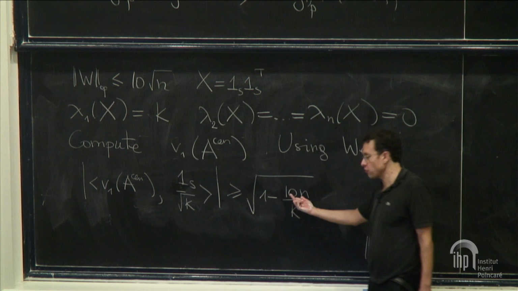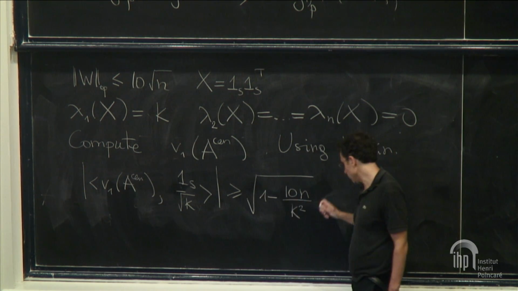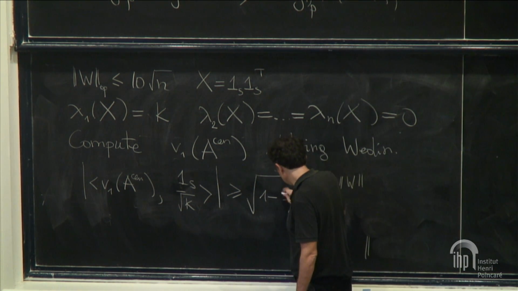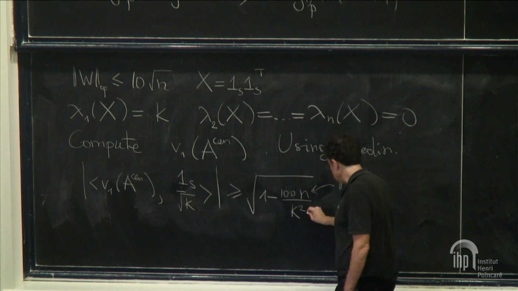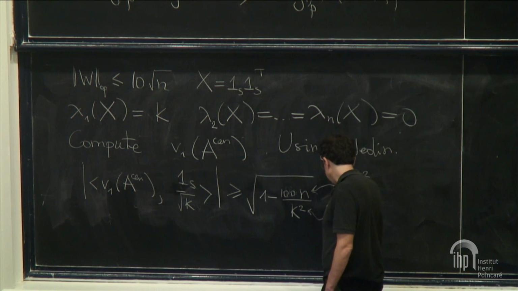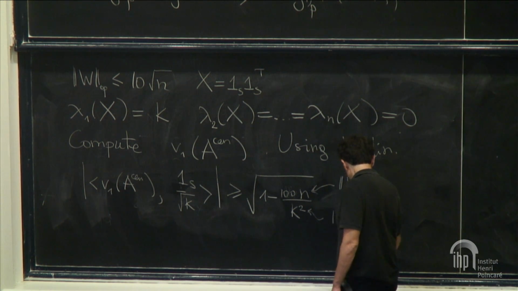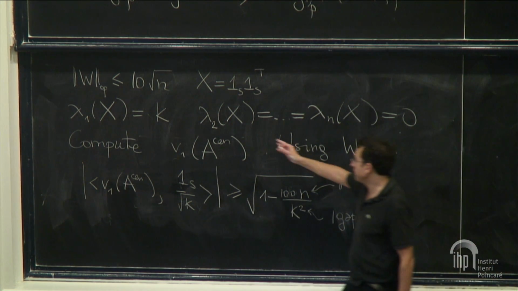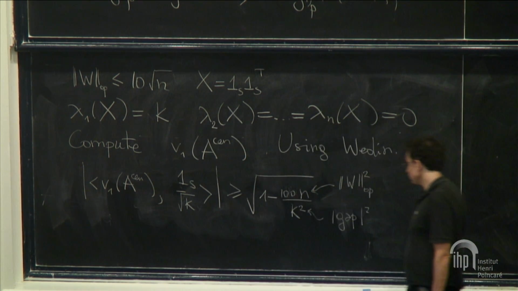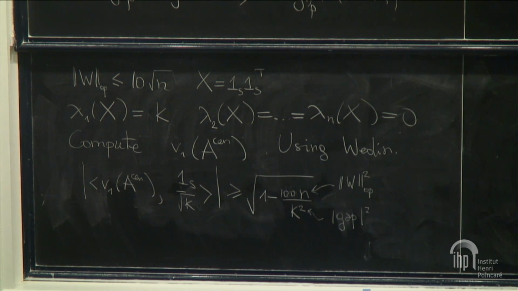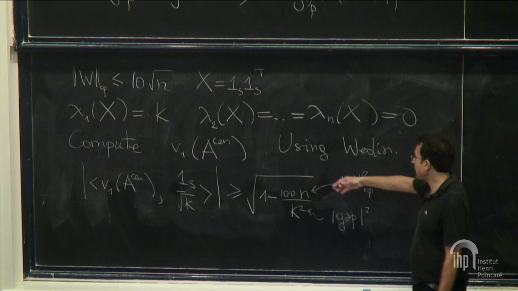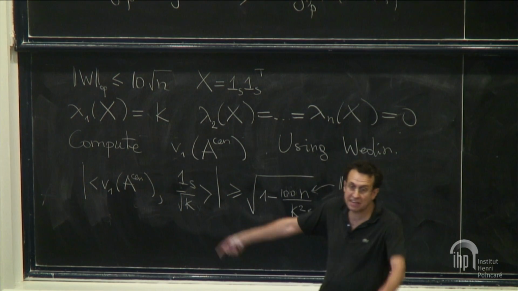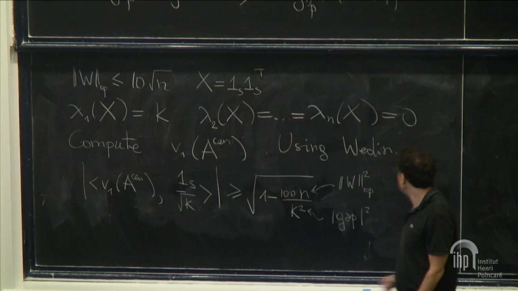Remember, here there is the square of the size of the perturbation. This was the square of W. Okay, perhaps the constant is a bit bigger. And this was the square of the gap, the gap between the first and the second eigenvalues of the unperturbed matrix. Okay, so if k is bigger than a big constant times square root of n, the scalar product is very close to 1. So the leading eigenvector is very close to the indicator vector of the set S.